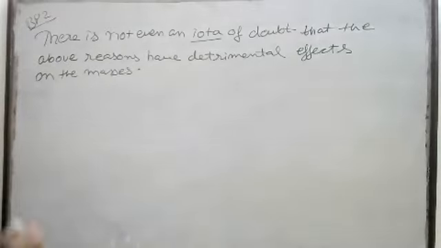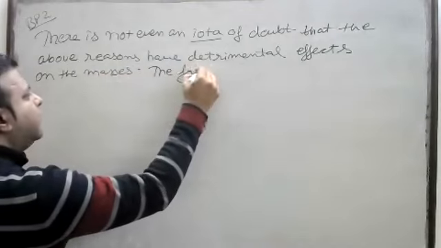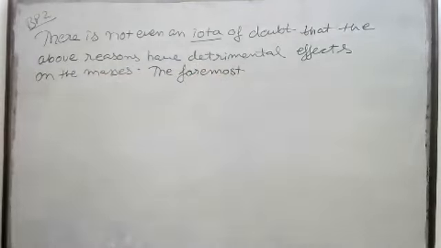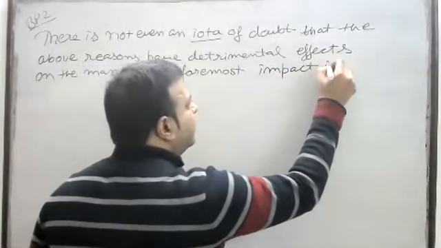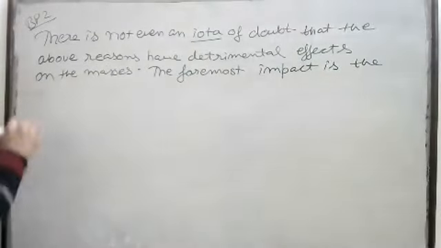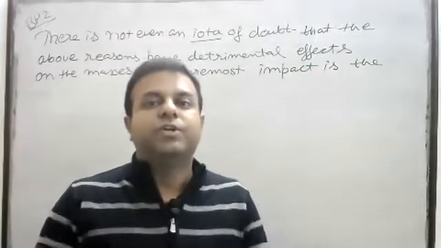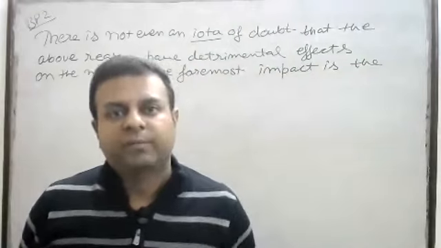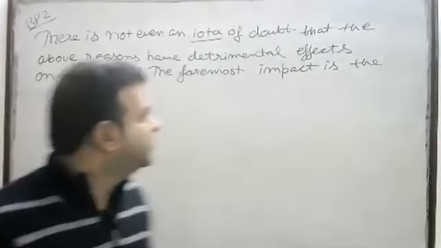Now let's start. The foremost means most important, right? The foremost impact is the, now what is reducing, right? So obviously, when you're not having hobbies, what is reducing? You're basically reducing physical activity, right? We are talking about physical activity because we mentioned they are becoming couch potatoes, right? So let's talk about that.